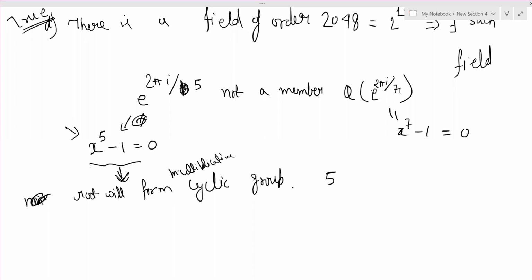Oh, 5 and a power of 5. Suppose 5 power 2 and 5 power 3, then it will be the same as in this case. But if you take 5 and 5 squared, then it will work, whatever you are saying. Here 2 pi by 5, P is 5 means Q must be a power of 5.